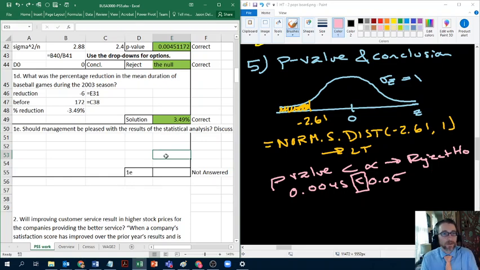Finally, should management be pleased with the results of this statistical analysis? Discuss. Not really is what I would say. I mean, maybe. Think about this for a second, okay? So you put a wide-ranging set of rule changes into play to try to reduce the mean duration of games. And as a result, we showed that you statistically significantly reduced them, right? There was enough of a reduction that it was not just noise. There was a true bona fide reduction. That said, you only reduced it by 6 minutes.